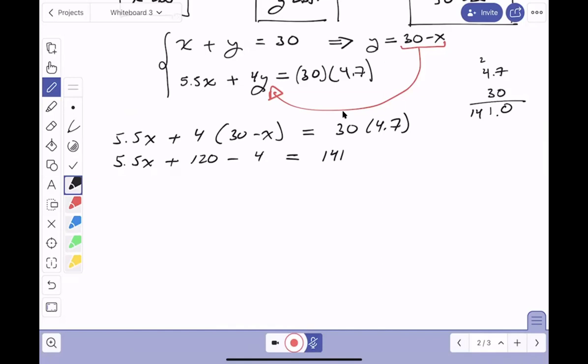And I'm sorry, I made a mistake on the left side. That's 4X. My mistake. I just noticed it. So what do you get over there? You get 1.1X plus 120 equals 141. What's nice about these problem sets, you have an answer key. If I do make a mistake, I'll know I made a mistake. I'm going to take 120 from both sides. You get 1.1X equals 21. Wow, looks like a tough one, doesn't it? So I'm going to divide both sides by 1.1.